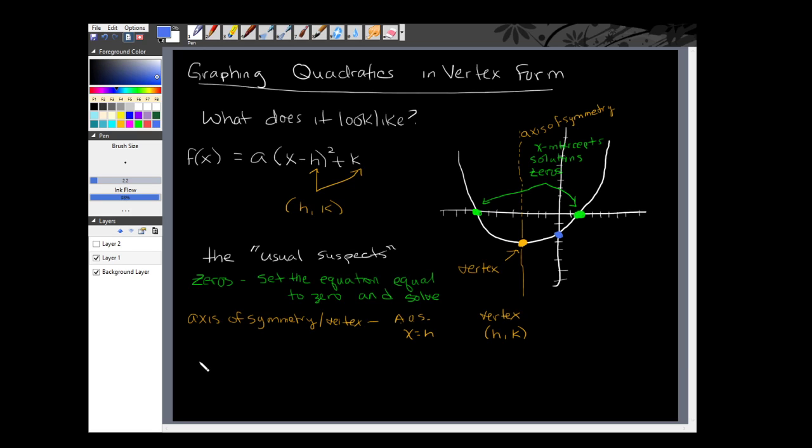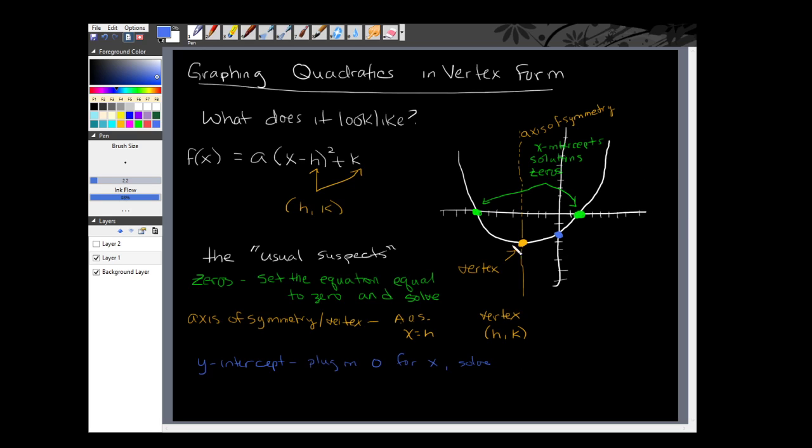The last of our usual suspects is the y-intercept. So to find the y-intercept, all that you do is you plug in a 0 for x, and then you would solve.